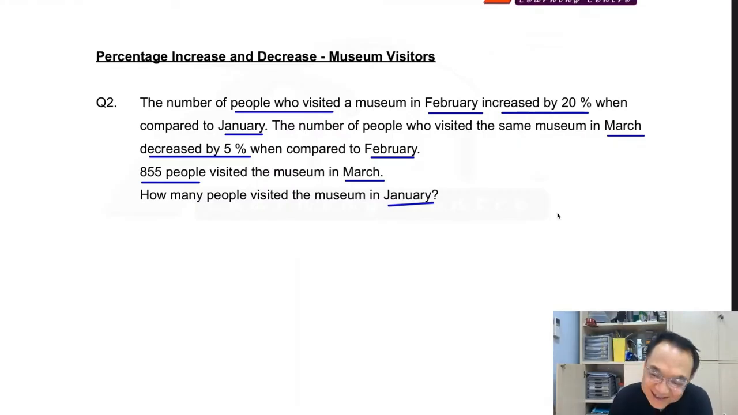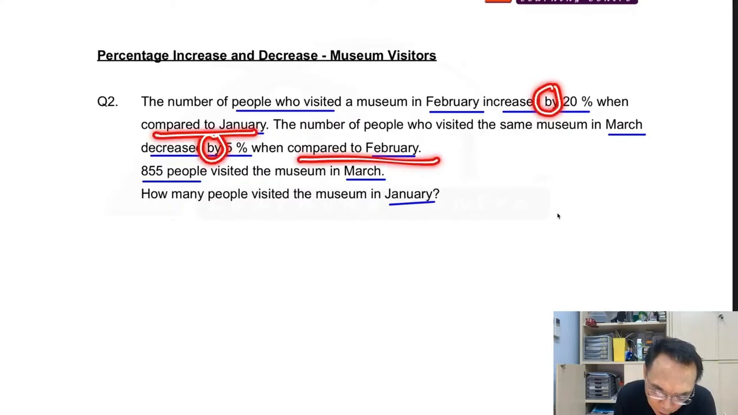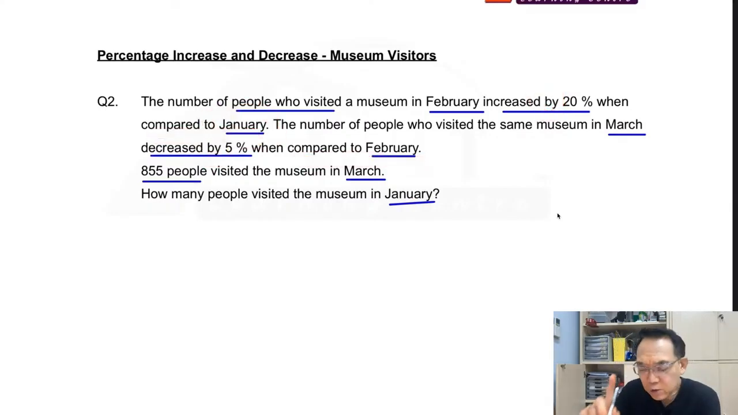The answer is this. Because this is by 20% compared to January. Then this one is by 5% compared to February. So what was the first comparison to? The first comparison was January. They compared to January before anything else, and that makes it the starting point. Remember that. That is the reason.